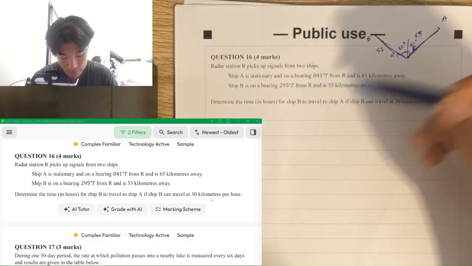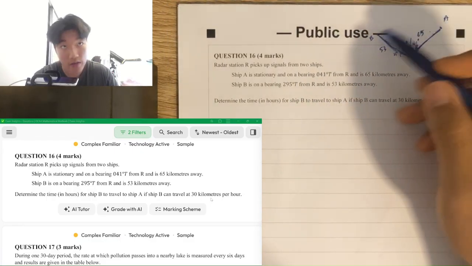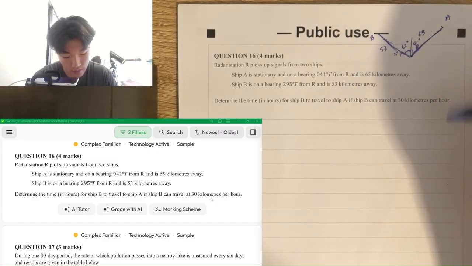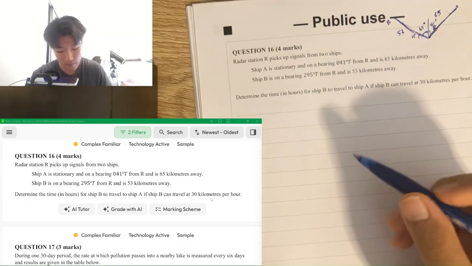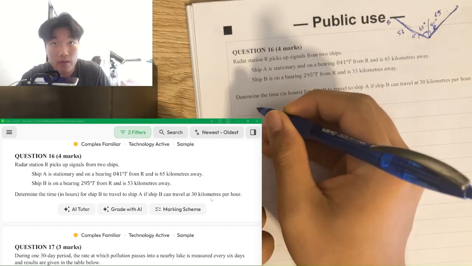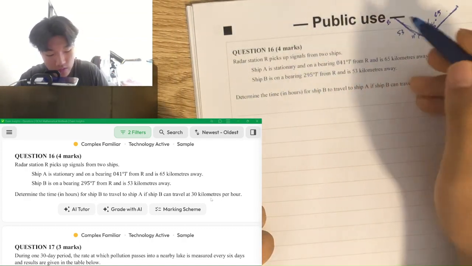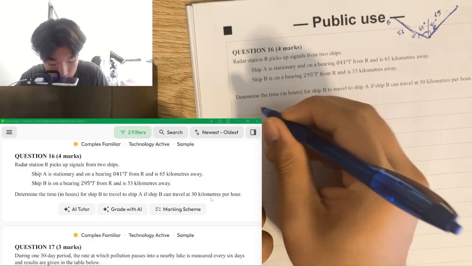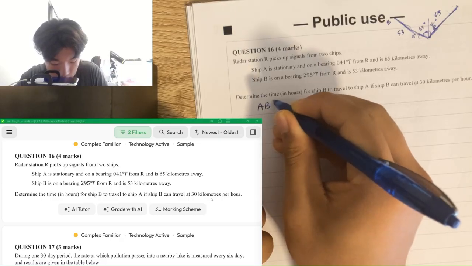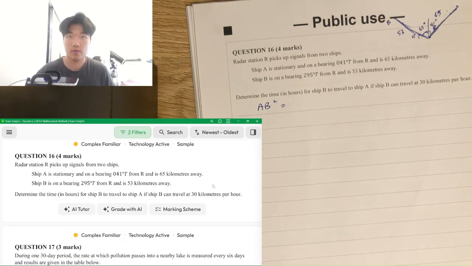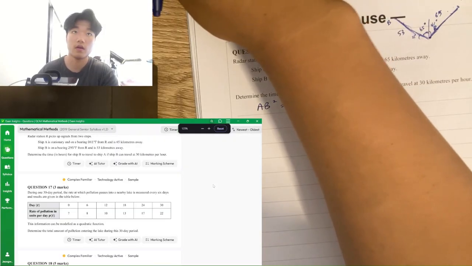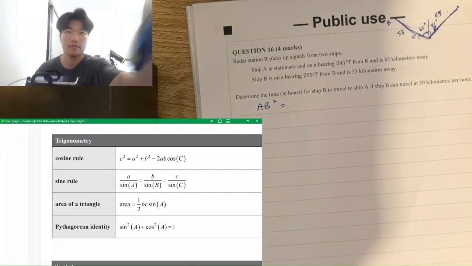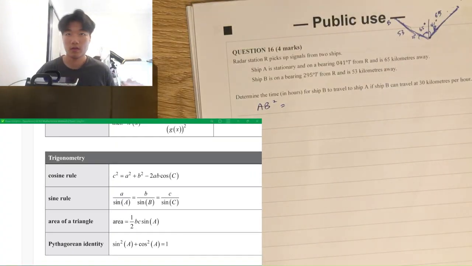Determine the time for ship B to travel to ship A. So we need to find this length, if ship B can travel at 30 kilometers per hour. Okay. First, we need to find out the length, and then we can find out the time. So AB squared equals, let's pull up the cosine formula. Here you go.